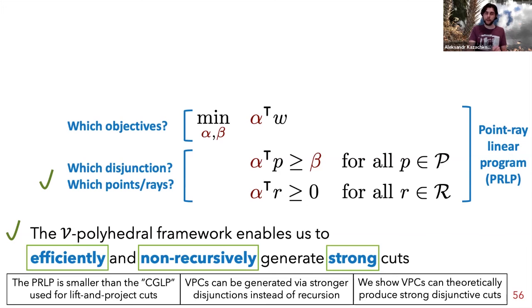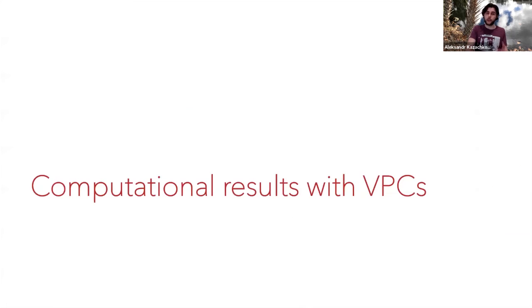And finally, even with this simple point ray collection that I pointed out in the past few slides, we can show strong theoretical results showing that they produce facet-defining inequalities for the disjunctive hull under certain conditions. But all of that is on the theoretical side, and so in the end, you have to evaluate these techniques in practice, and so that's what we'll do next. We'll talk about the computational results with our cuts.